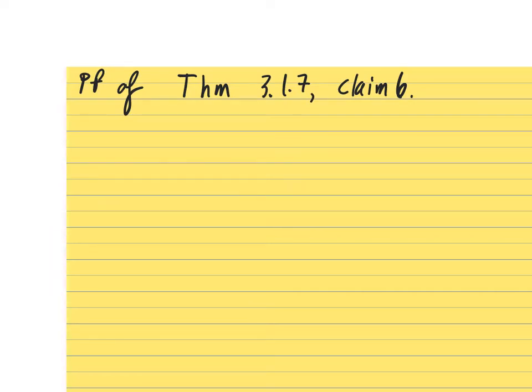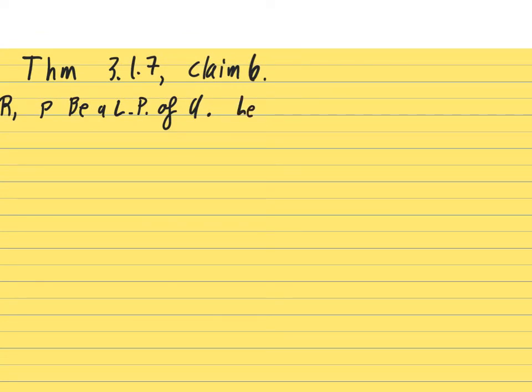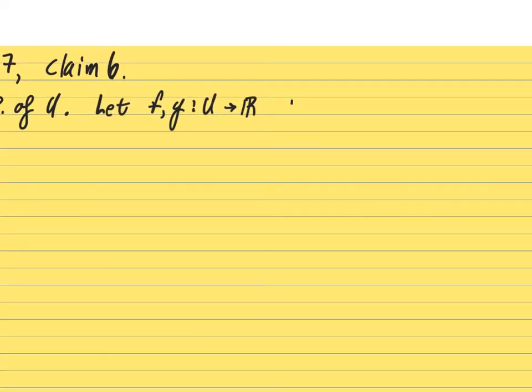Instead of recalling the statement of the theorem, I'm just going to set up all of the assumptions and then say what I want to show. That'll tell you what I'm trying to prove. So let's give all of the assumptions. Let U be a subset of R, p be a limit point of U, so it makes sense to talk about limits of functions at that point p. Let f and g from U to R be functions.